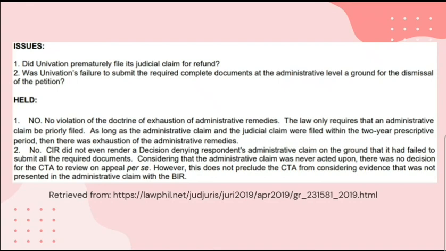As a matter of fact, the CIR did not even render a decision denying respondent's administrative claim on the ground that it had failed to submit all the required documents. Considering that the administrative claim was never acted upon, there was no decision for the CTA to review on appeal. However, this does not preclude the CTA from considering evidence that was not presented in an administrative claim with the BIR.